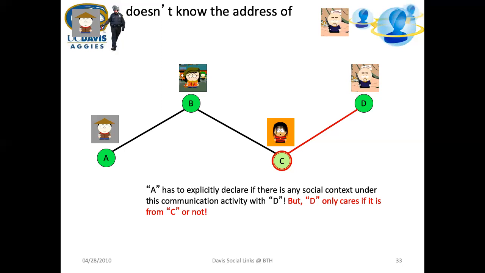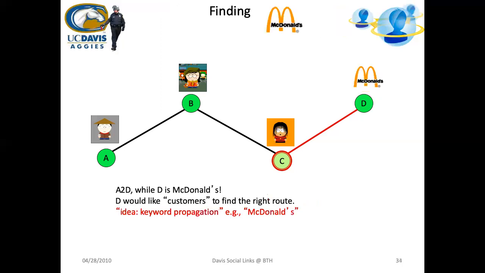Let's make things a different context. Let's say I want to find a McDonald's. I want to communicate with a McDonald's. Instead of finding a person, if I can find a restaurant, I think I can find a person. They're the same principle. I want to find a McDonald's, and the question is how do I find it? One of the ideas we provide here is called keyword propagation.